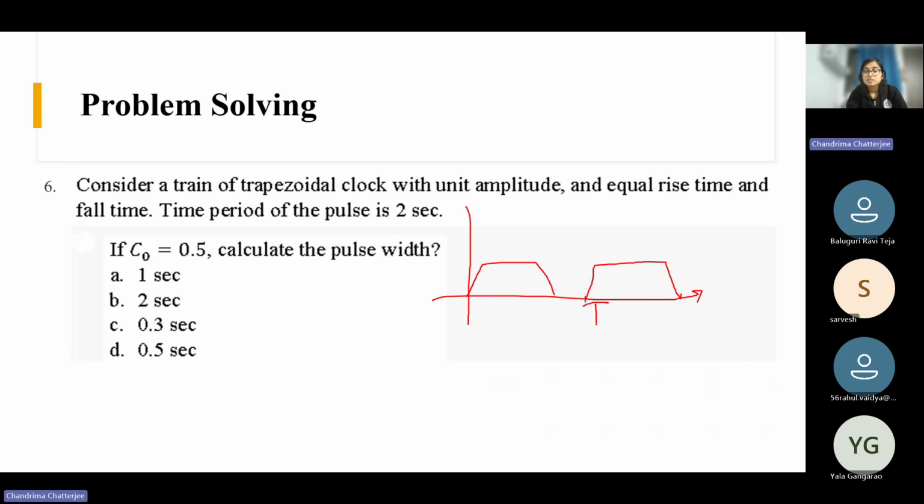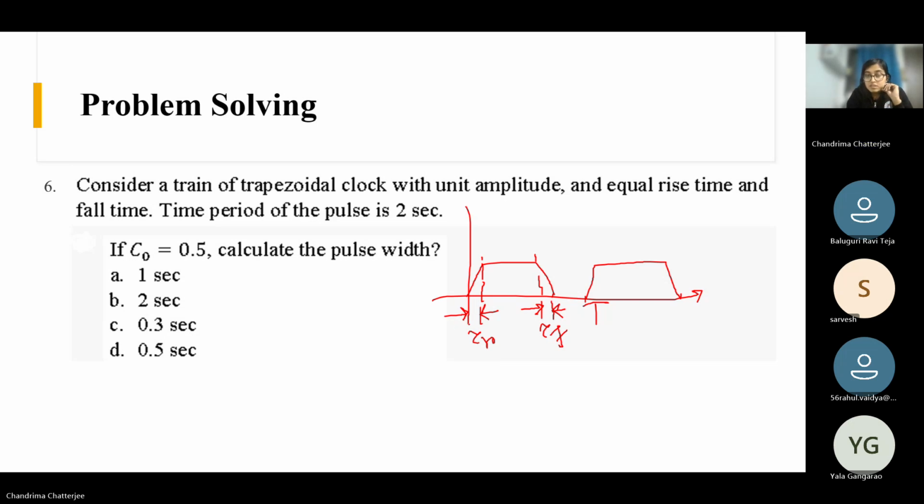This is time period T. This is the rise time, tau r. And this duration is the fall time, tau f. So rise time and fall time, they are equal, and time period is 2 seconds. Then what is the pulse width?